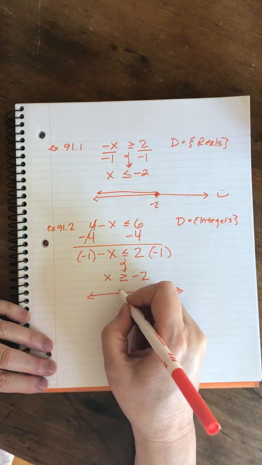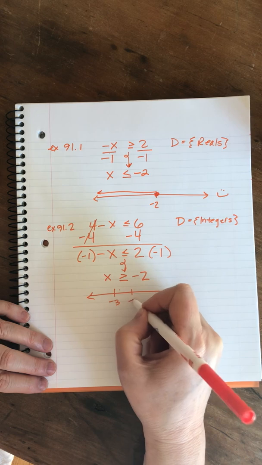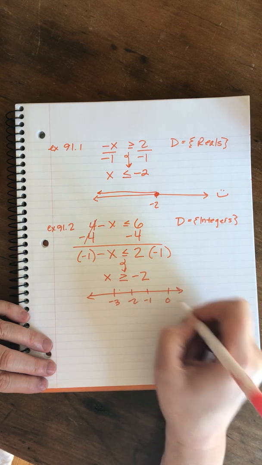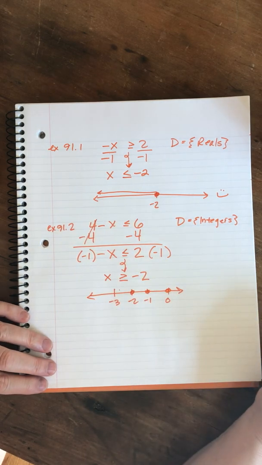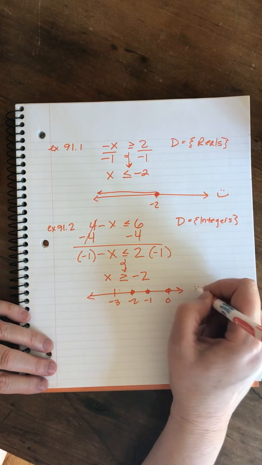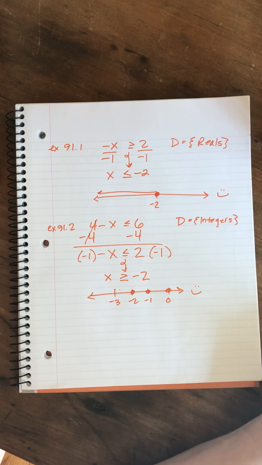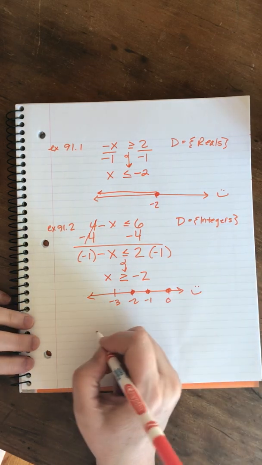It's integers, so I'm going to go negative 3, negative 2, negative 1, 0. It includes this. So that is going to be my answer for that one, and it's correct. One more? Oh, one more in this part, then we have another part. Of course.